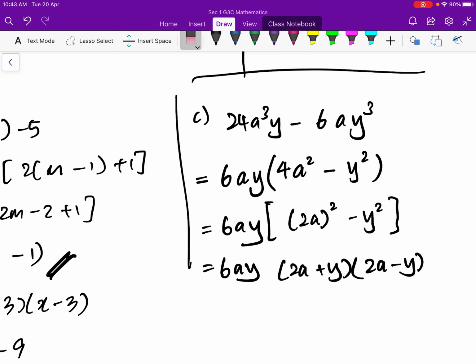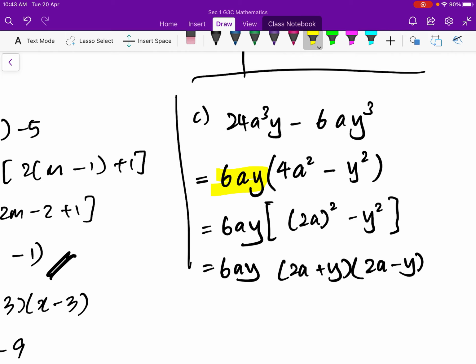So it is not as simple as just factorizing out the 6ay. You cannot just stop there. Within the curved bracket, you have to recognize that it is a perfect square minus another perfect square. Be very sensitive to the perfect squares: 4, 9, 16, 25, and so on and so forth.